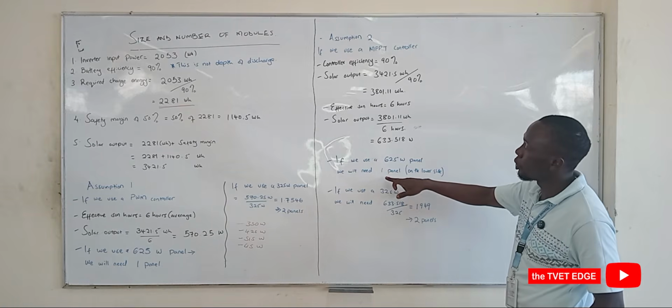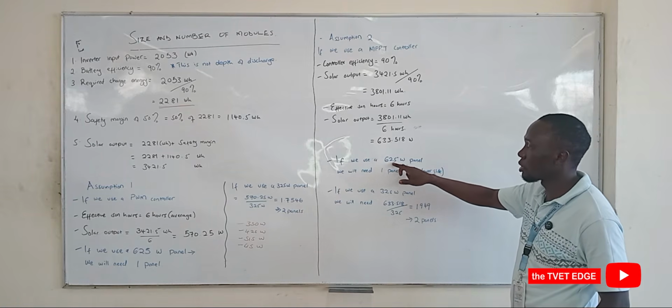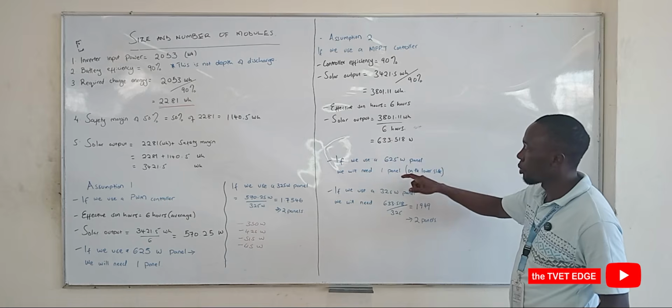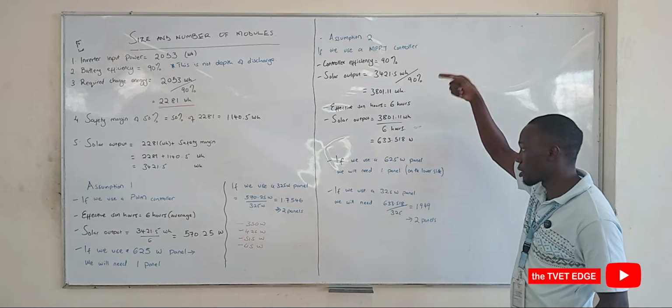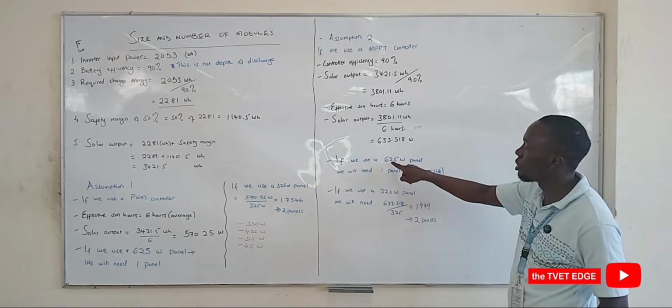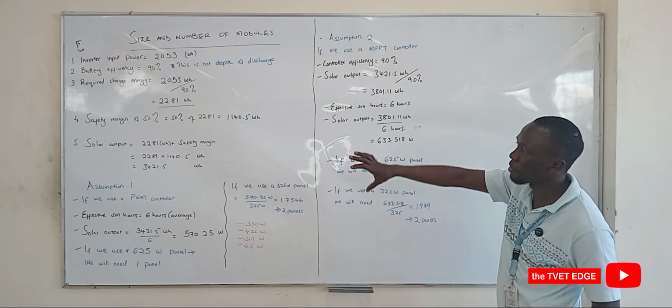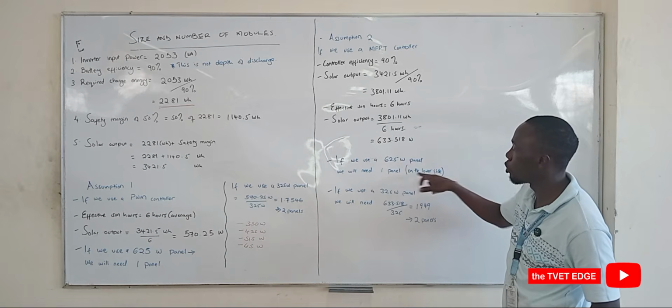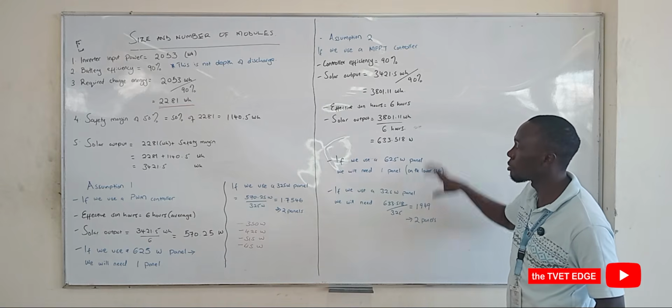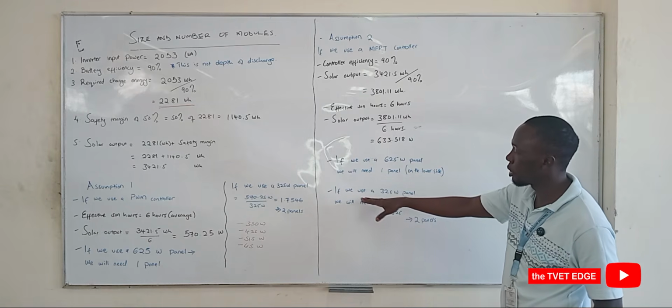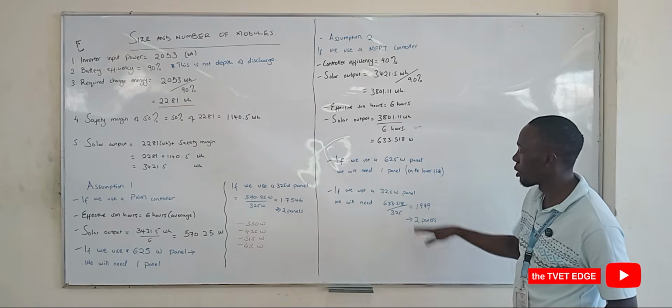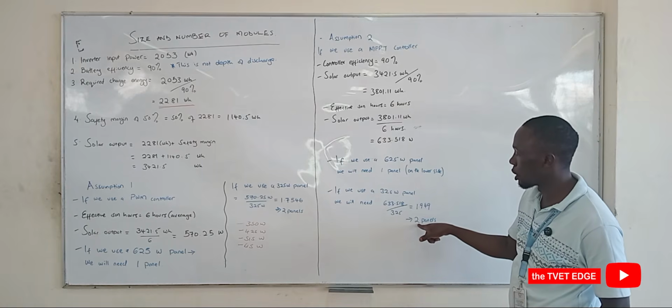So you can get two 625 watt panels, two of them, but that will be on the extreme higher side because the difference here is very small. So because we factored in a lot of safety margins and everything, one panel will be okay on the lower side for this system. Now, if we go lower, let's say we use a 325 watt panel, this is the value we get, we will need two panels.